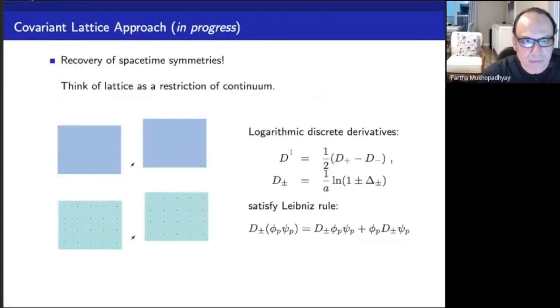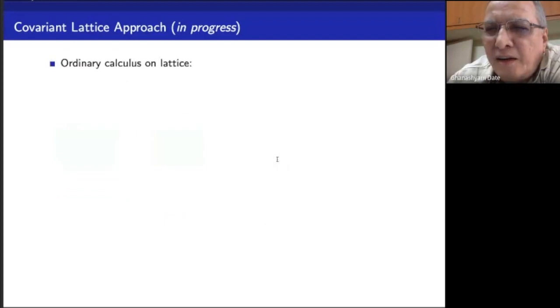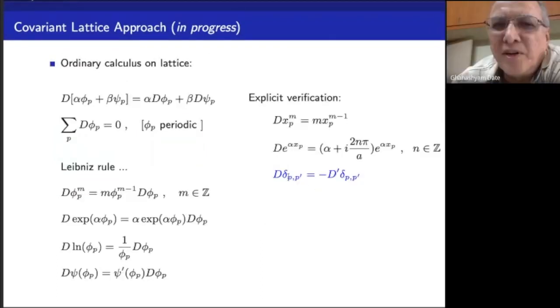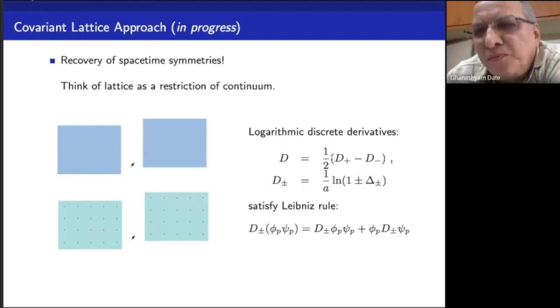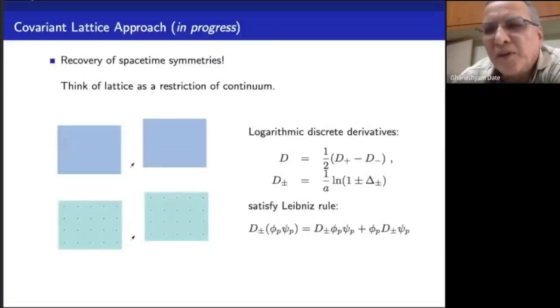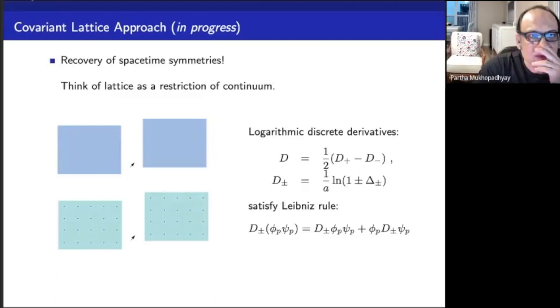Okay, so there's only one. This d satisfies these equations. So you replace the ordinary derivative by this one. Yeah, you replace the ordinary derivative in the continuum by this d on the lattice. Okay.